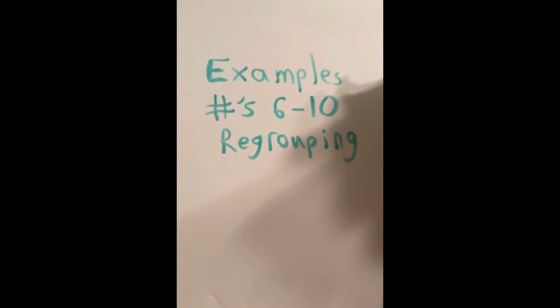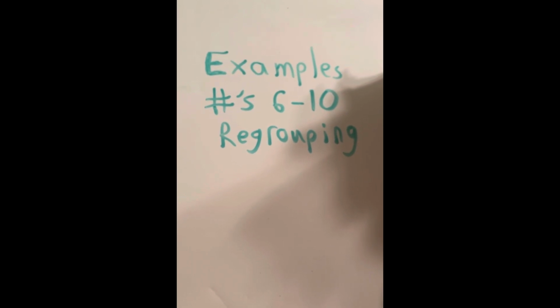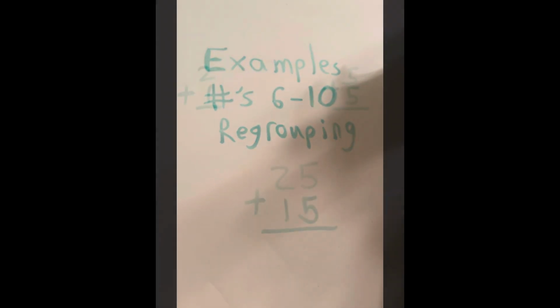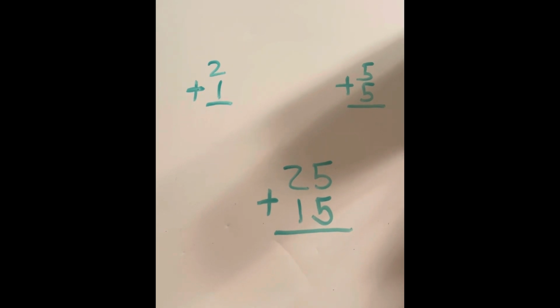Now we're going to get into examples 6 to 10. And these next 5 examples, they will include regrouping. All of them are going to be examples that require regrouping. Example 6, 25 plus 15.